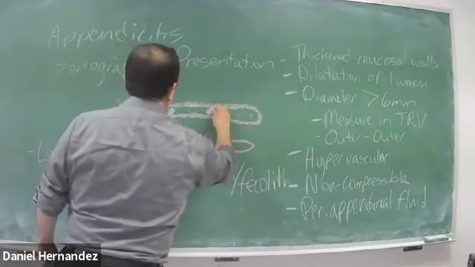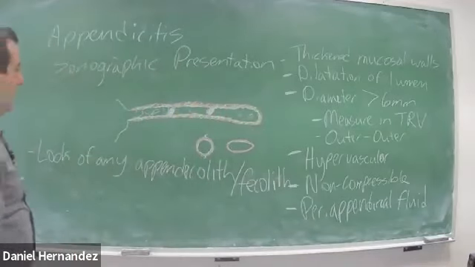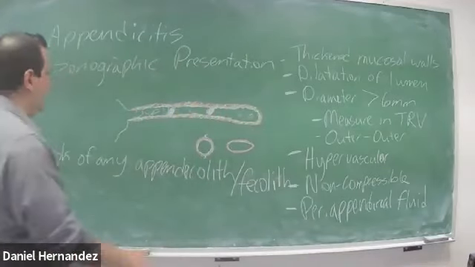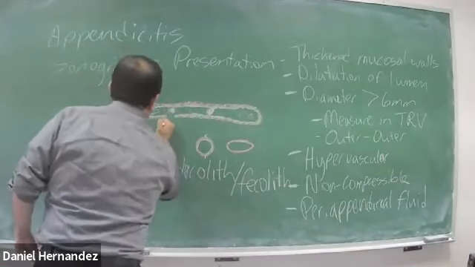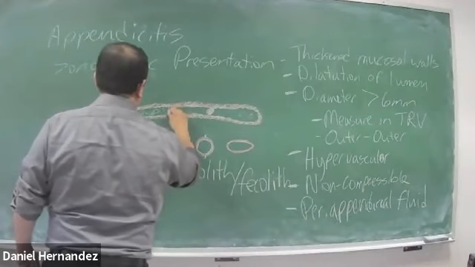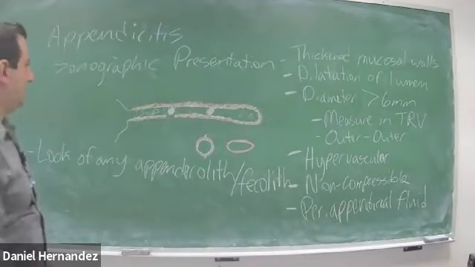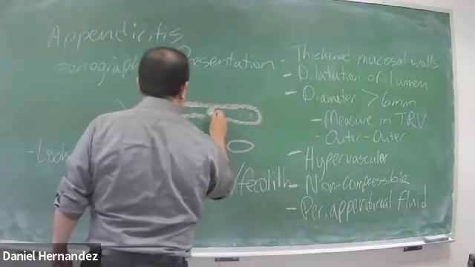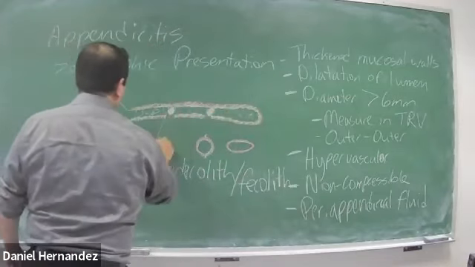And eventually over time, that appendicolith or fecalith will become calcified and create shadowing, similar to a gallstone or a kidney stone. These can become quite large. So those appendicoliths will create shadowing.